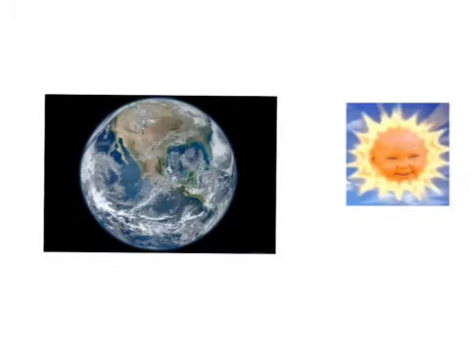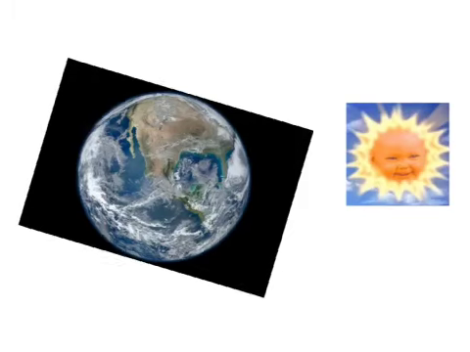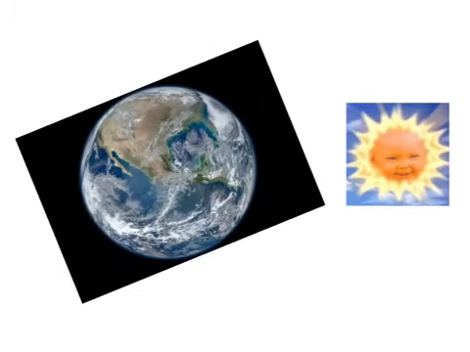The Earth is tilted on its axis. So when it's tilted like this, the northern hemisphere is closer to the sun. So that means it's summer in the northern hemisphere. When it is tilted like this, the southern hemisphere is now closer to the sun, which means that it is summer in the southern hemisphere.